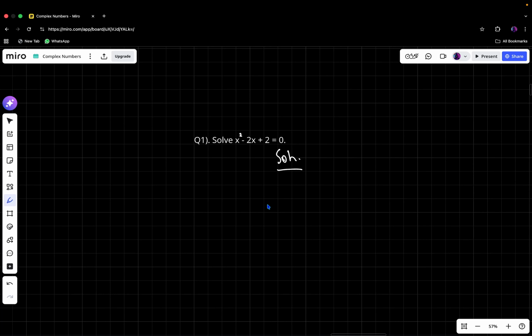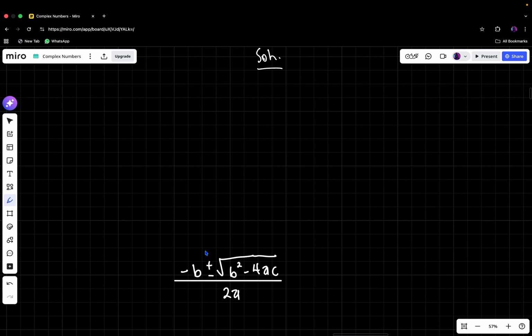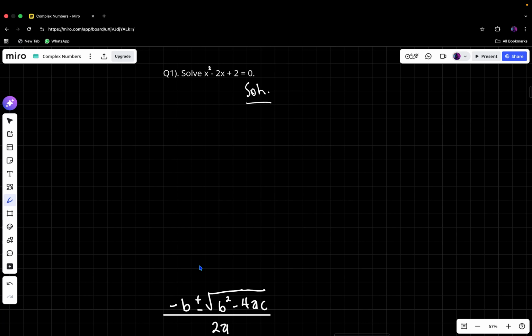Now, if we are to solve this normally, we would have x squared minus 2x plus 2 is equal to 0. How do we solve this? We can solve this by factorization, but most times when you're dealing with complex numbers, it will not normally be possible to factorize. So let's just go straight into the almighty formula. I'm sure you remember this formula: negative b plus or minus square root of b squared minus 4ac over 2a. So that will just be a reference.